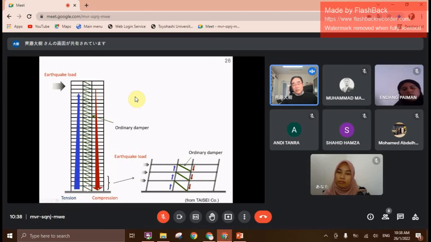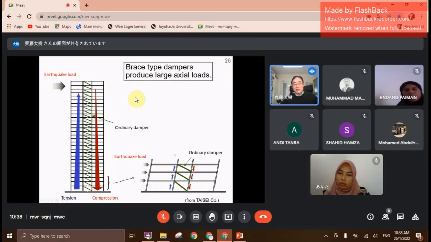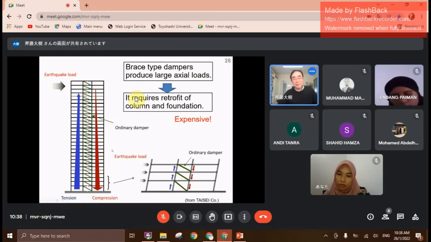Maybe a column will be broken by compression failure. Buckling may happen. So this kind of problem you must be careful about. Brace type dampers produce large axial force, and it requires retrofitting of columns or foundation. Expensive. Changing foundation is very, very expensive. So just putting dampers is not so expensive, but you must be careful of this kind of behavior.